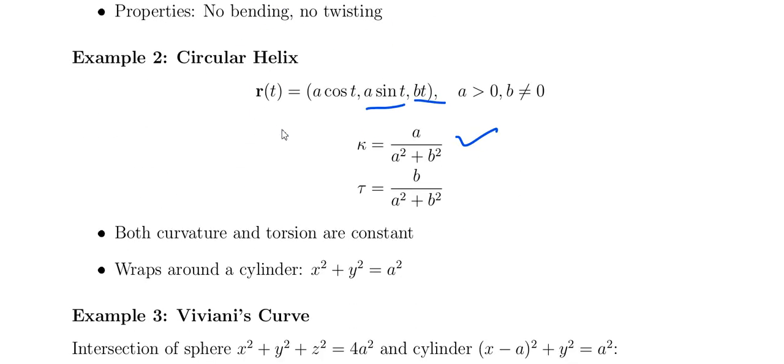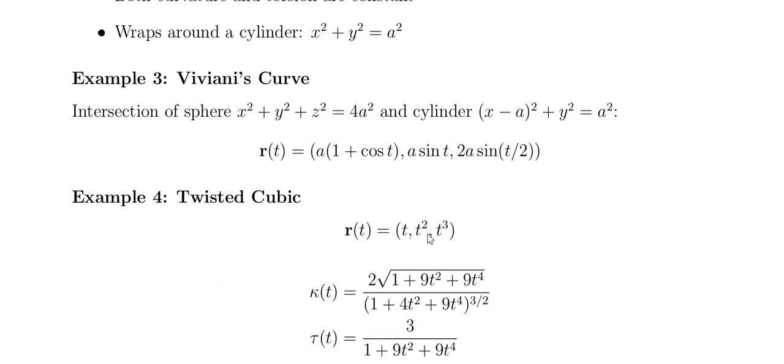So for the circular helix, r of t equal to a cos t, a sin t, bt, kappa equal to a by a square plus b square, and torsion is b by a square plus b square. This is the structure of the circular helix. Both curvature and torsion are constant. And it lies around the cylinder x square plus y square equal to a square. That is the circular helix.